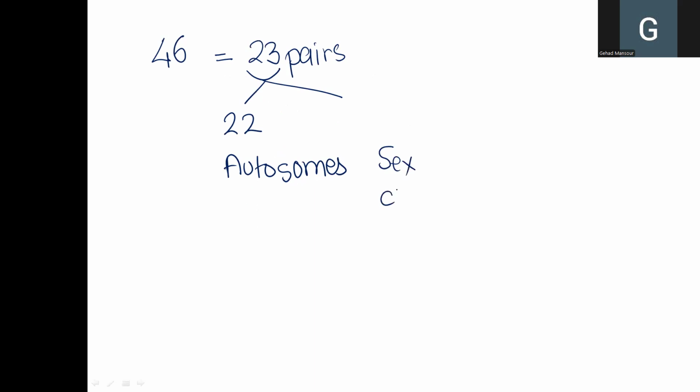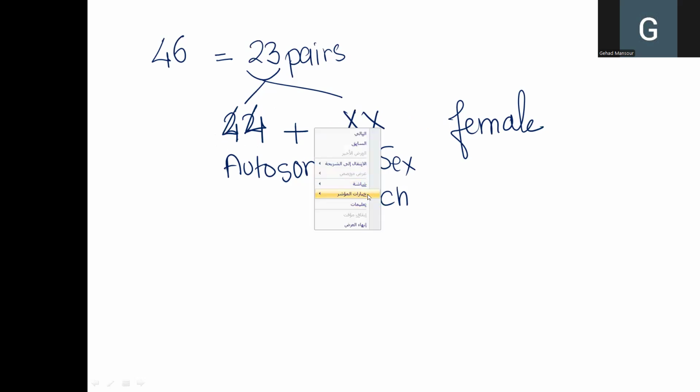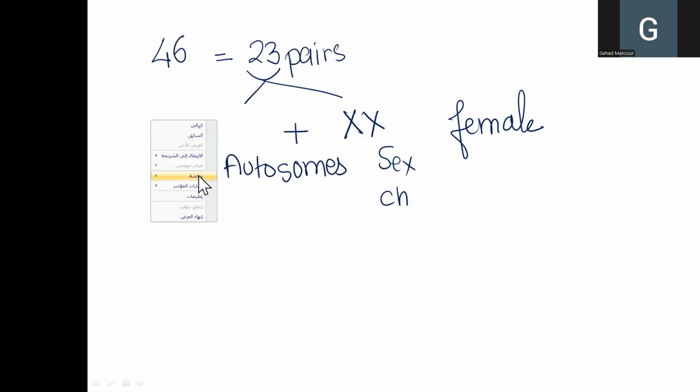So if this pair of sex chromosomes is XX, then the individual is a female. So the genotype of a female, or the sex chromosomal structure of the female, is 22 pairs of autosomes, so it will be 44 plus XX. This is the sex chromosomal structure of a somatic cell of a female: 44 autosomes plus 2 sex chromosomes.